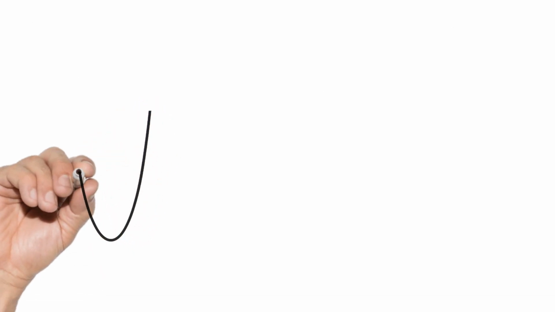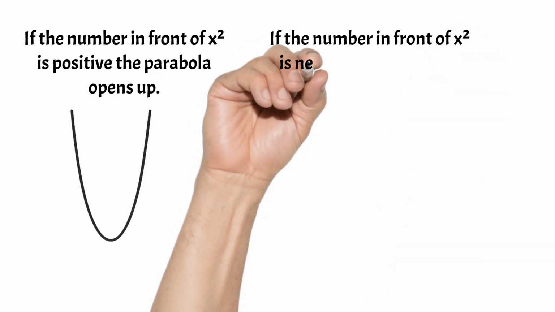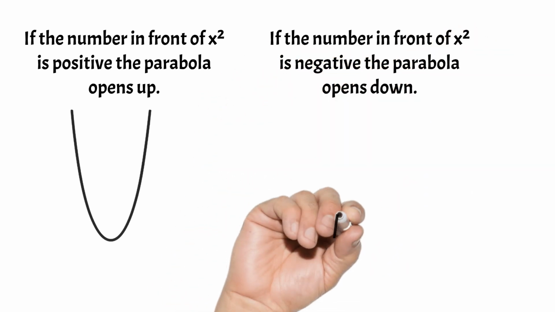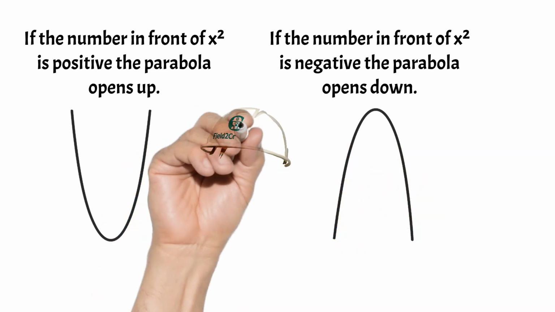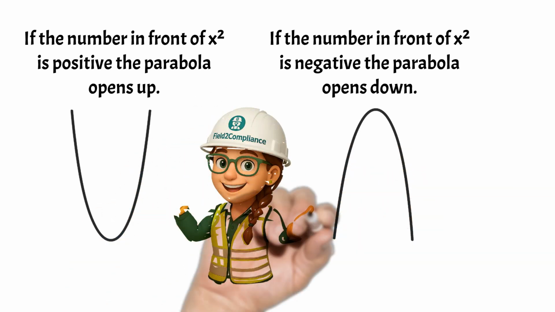One last tip. If the number in front of the x squared is positive, the parabola opens upward. If it's negative, the parabola opens downward. Recognizing this quickly can help you eliminate wrong answers on multiple choice tests.